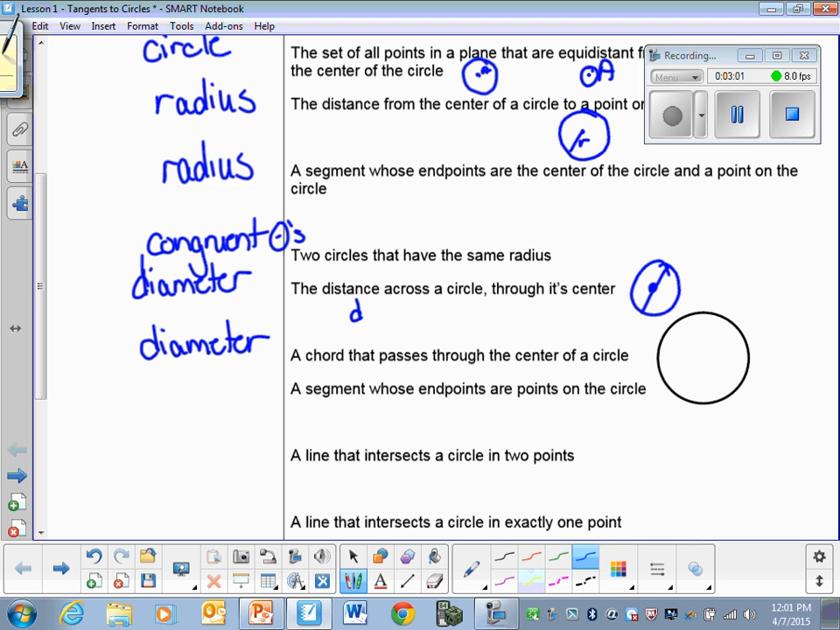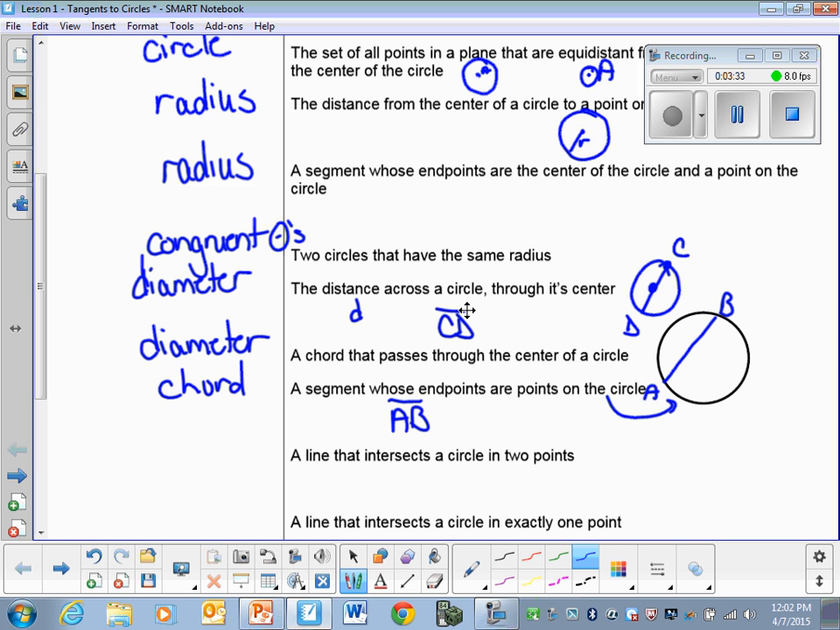So if we go from A to B, and we are not going through the center, it's just a plain chord. Chord AB, make sure you have the line segment symbol above it. Let me come up here and make this diameter CD. Again, the line segment symbol above it.